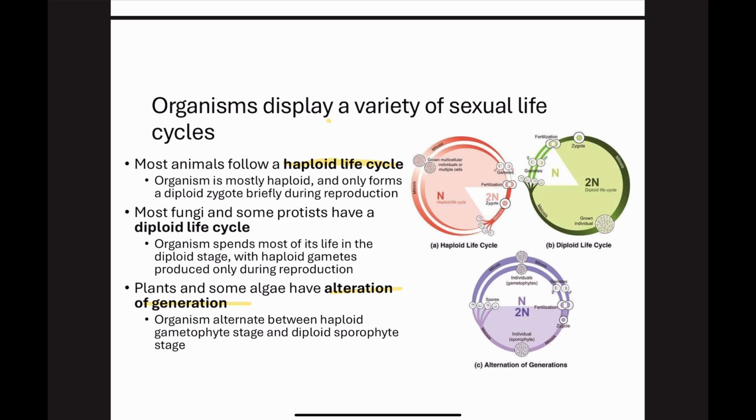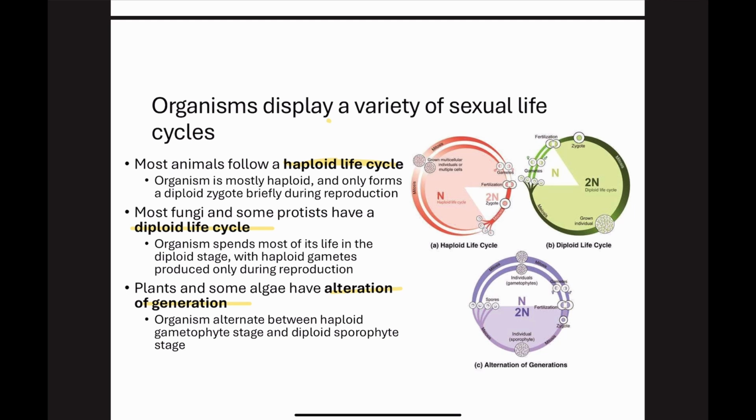And then we have another form of a life cycle, which is found in most fungi and some protists, which is a diploid life cycle. During this time, gametes fuse to form a zygote, which is the only diploid phase. That zygote is going to undergo meiosis, and that's going to produce haploid cells.